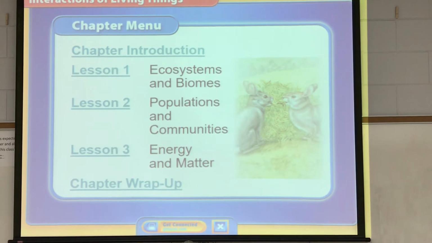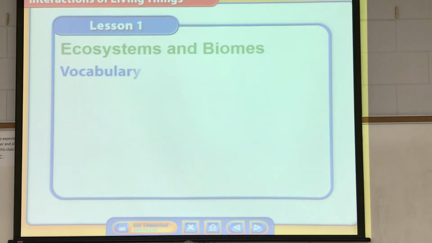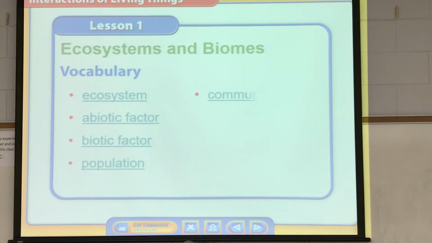So let's get started. The vocabulary for this unit, or part of this unit I should say, is ecosystem, abiotic factor, biotic factor, population, community, biome, and succession. As we go through Lesson 1, these key words will also be in the article and bolded in the PowerPoint slides.